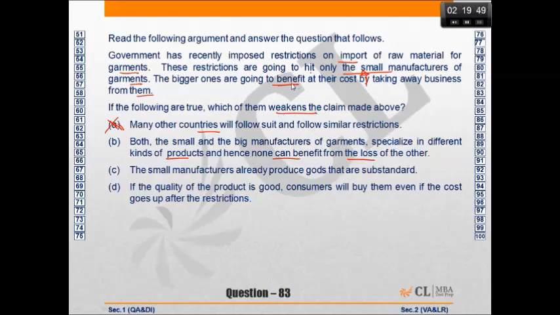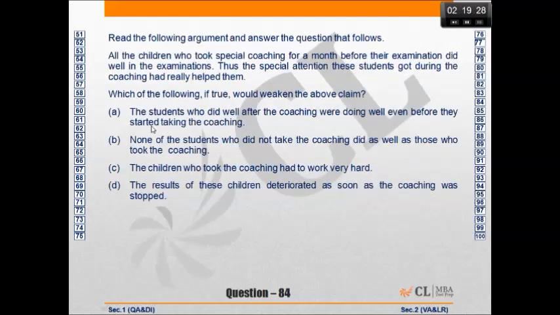The claim is that the bigger one will gain. Choice B says they will not gain because each one of them is their own specialist product. So B can be the answer. Let's look at choice C. Small manufacturers already produce goods that are substandard. Incorrect. If the quality of the product is good, consumers will buy. Again, not connected to the passage. The correct answer has to be choice B.